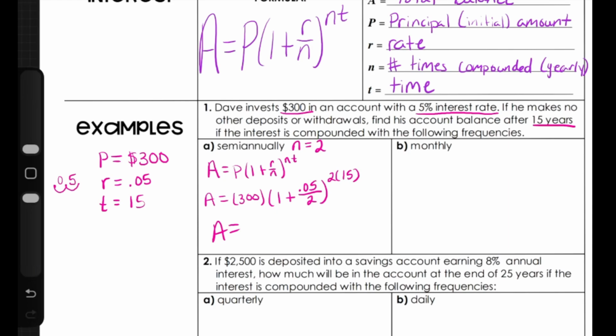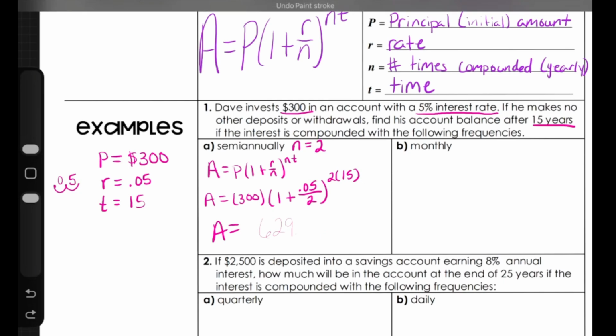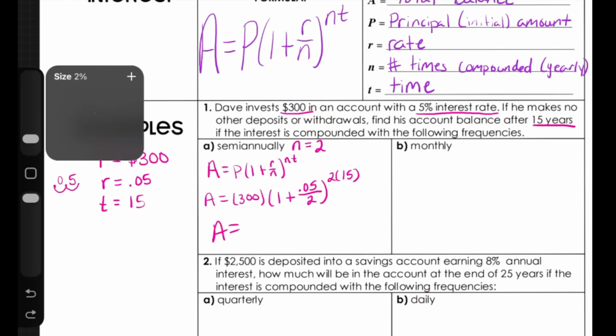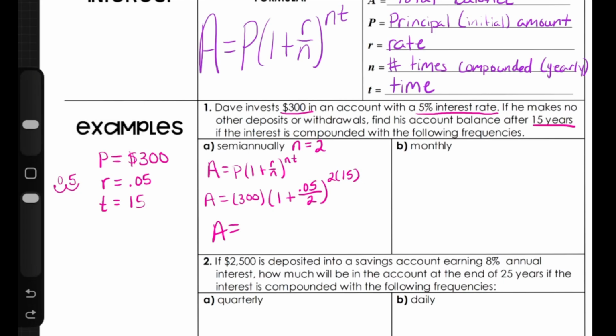Now this, if we were to plug this into our calculator, we should be getting... Okay, after plugging that into the calculator, I got 629.27. And this would be in dollars. Oh, I don't know what happened to my pen. I accidentally moved the size. Okay, let's try that again. That'll be $629.27. Okay, perfect.